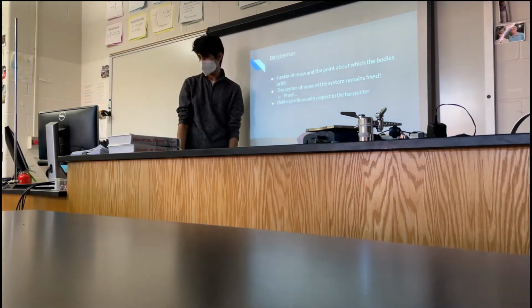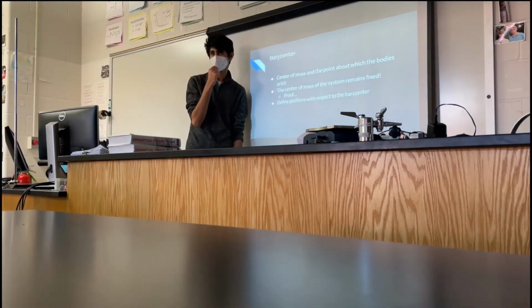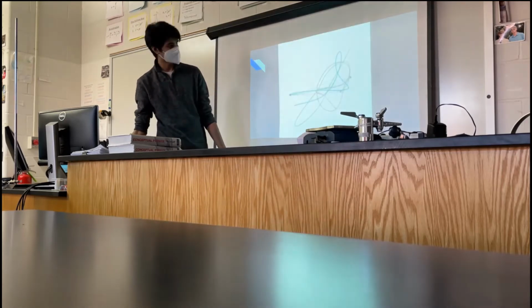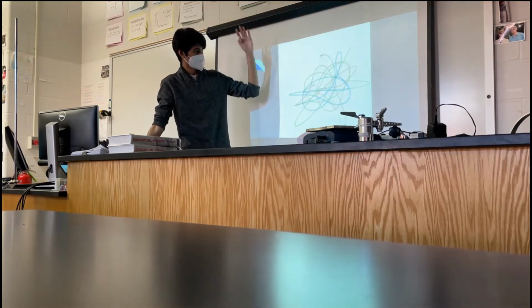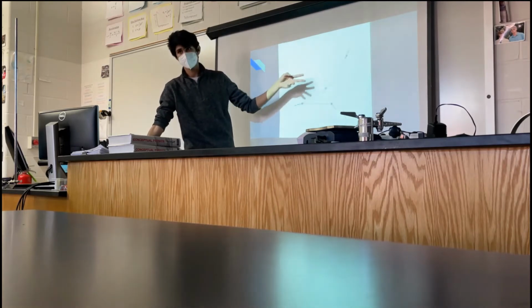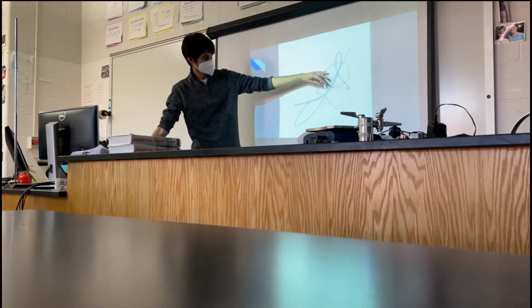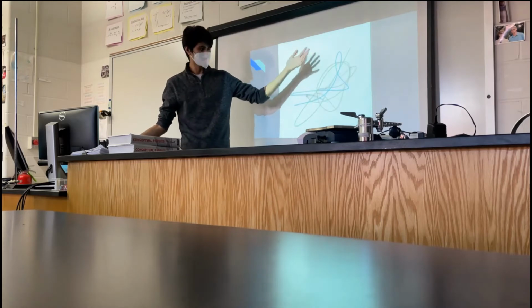And we're going to define positions with respect to the barycenter. So we're going to say that, for example, the mass that's tracing out the red path is a vector R1 away from the fixed center of mass, which is essentially our origin.